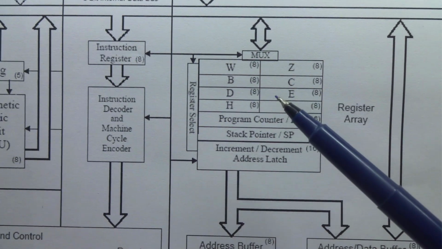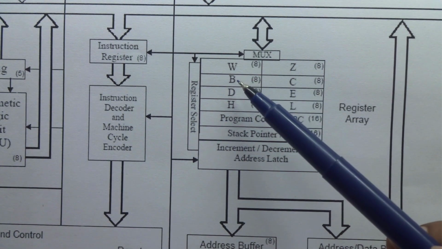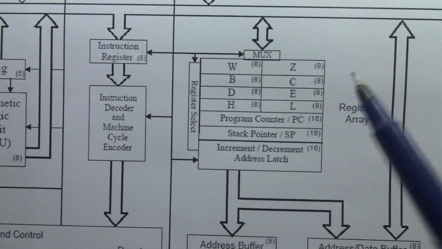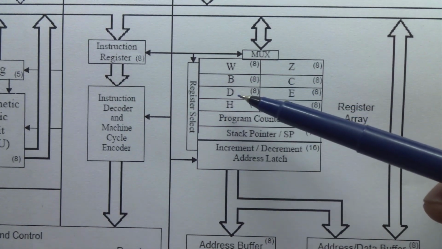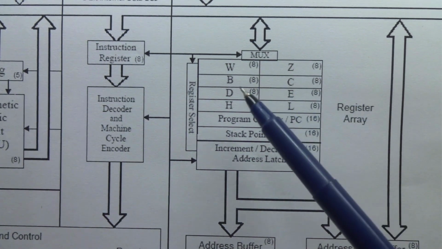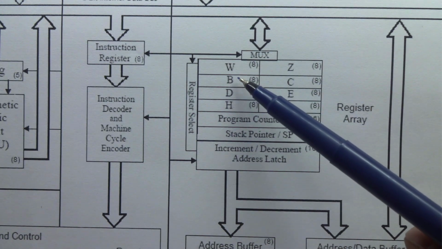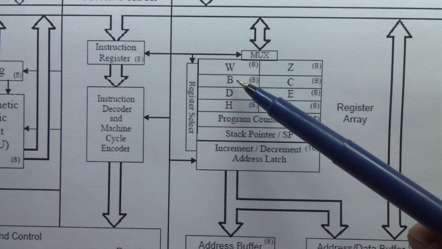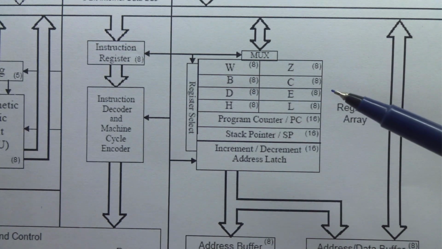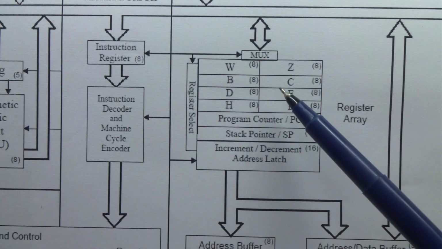Here you have to understand one thing. You can pair only the adjacent ones. For example, you can combine the B register and C register only. You can't combine the B register and D register. There is no such provision. So the B register and C register only can be combined, not in a vertical way. So B register and D register you can't combine, C register and E register you can't combine. If you want 16-bit access, you can combine B register and C register.